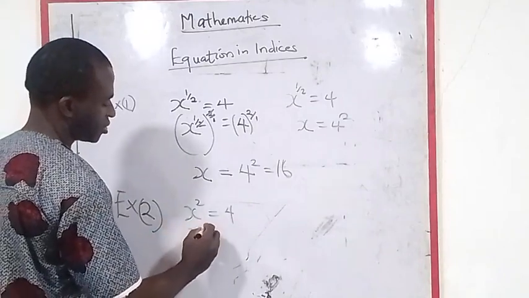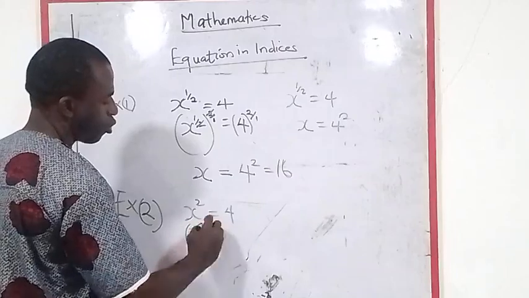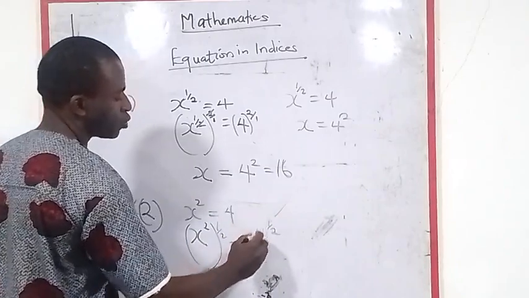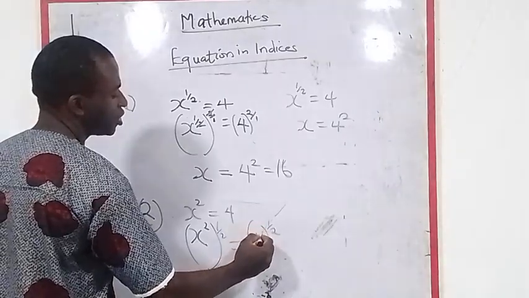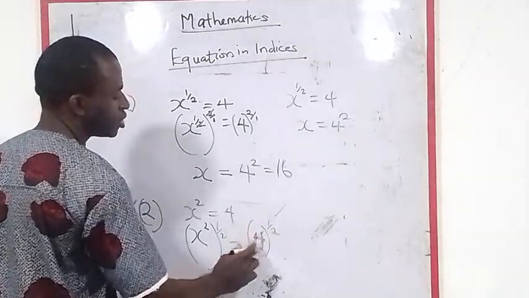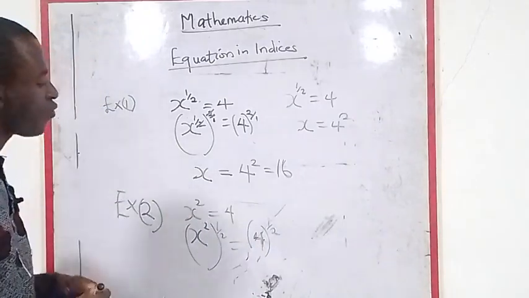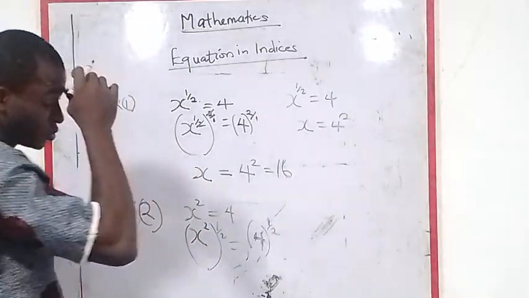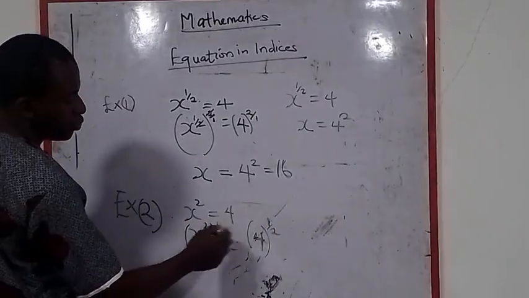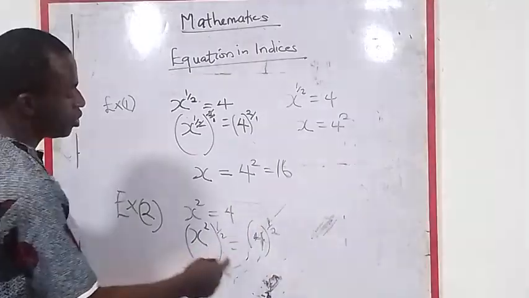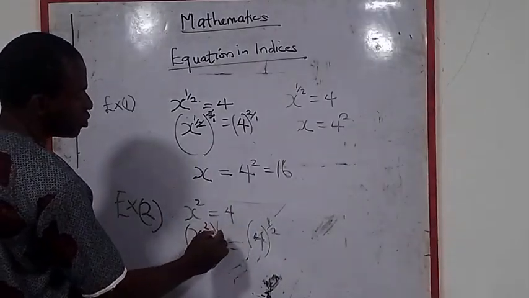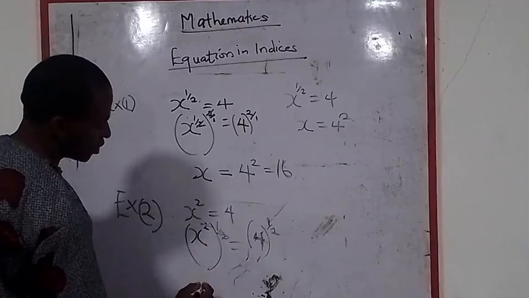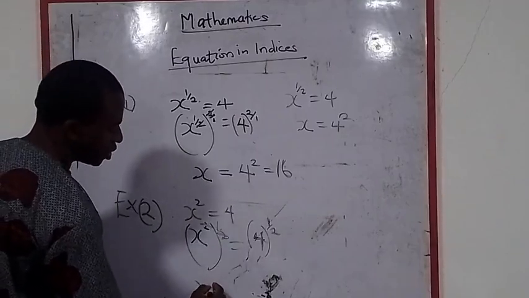We'll now have x raised to the power 2, all raised to the power 1/2, equal to 4 raised to the power 1/2. What we have done is that we've taken a decision that we are using the inverse of 2, which is 1/2. We multiply the power with 1/2 on both sides. You can see that this one will cancel out.